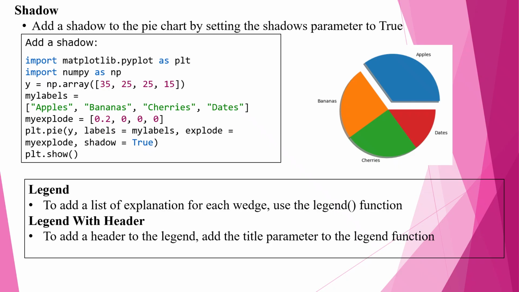Additionally, a legend can be added using the legend function to provide a clear explanation of each segment in the pie chart. If needed, a title can also be added to the legend to give it a proper heading. These features improve both the appearance and clarity of the visualization.